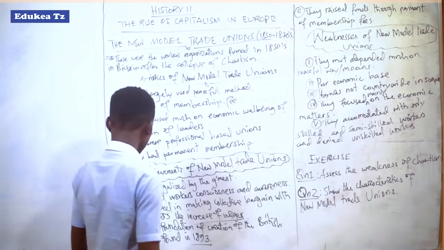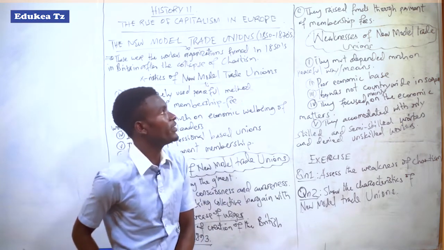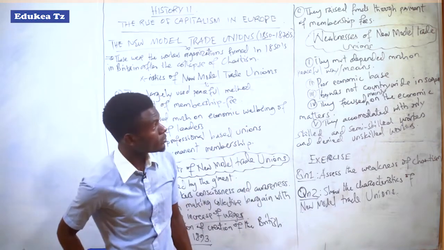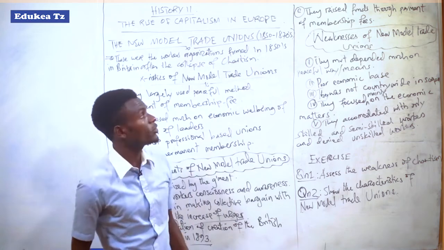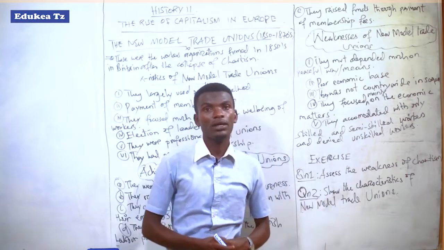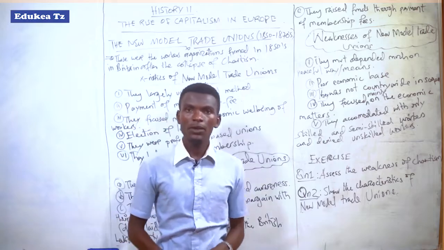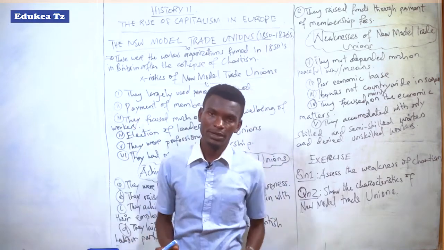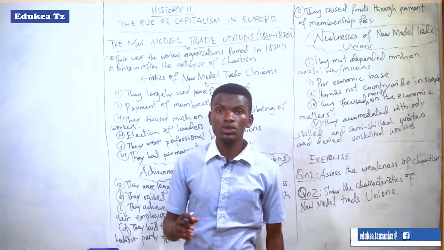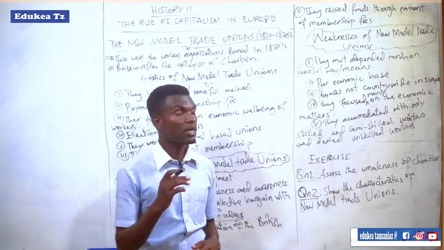After looking at this one, there is another last achievement, which was being largely funded through payments of membership fees. So the new model trade unions had largely funds or financial surplus because they had to pay membership fees for every member of the unions. If they were doctors, they had to pay membership fee. If they were engineers, they had to pay membership fee annually, and it was organized and supervised by the constitution, which was formed by the leaders of those unions. So every member had to pay the membership fee.